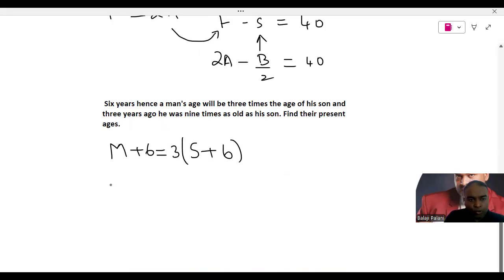And 3 years ago, next equation, and minus 3 is minus 3. 3 years ago, he was 9 times as old as his son. Find their present ages. So this is how you frame the equations, after which you can either solve using the elimination or substitution method, and from there on you can go ahead and find the ages. Okay, so we'll see how to solve these age-related problems in the next video. Keep watching this YouTube channel.